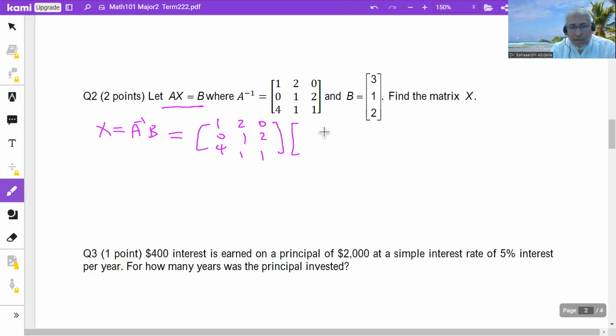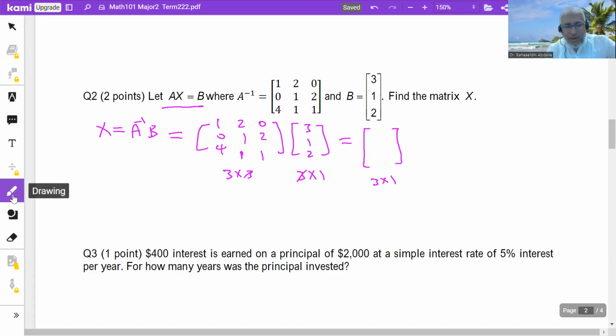And he gave me B also. So multiplying these matrices will give you X. Now what is the dimension or the size of this matrix? 3 rows by 3 columns. Here, how many rows are there? 3 rows by 1 column. So we can multiply these two matrices and we will get a matrix of size 3 by 1. So this would be the size of X.